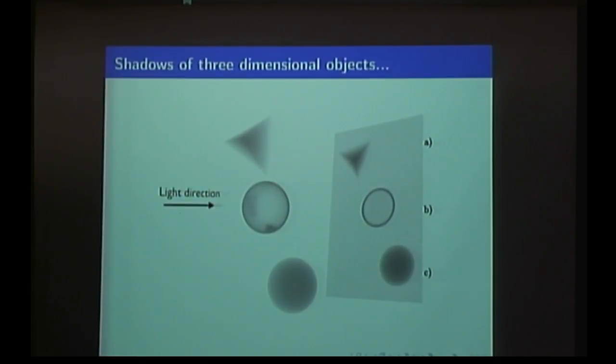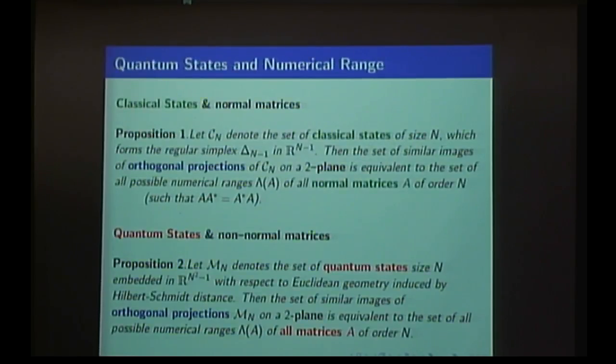However, we wish to understand the geometry of a set in many dimensions, and we only look at its projections. So, our key observation is the following. What is the relation between the set of mixed states, like the ball, and those numerical ranges? This is the point. Take first the set of classical states, like probability vectors; for n equal 4 it is just a tetrahedron. Consider orthogonal projections of this set onto a two-plane, so you look at all possible shadows of the tetrahedron on the plane. What do you get?